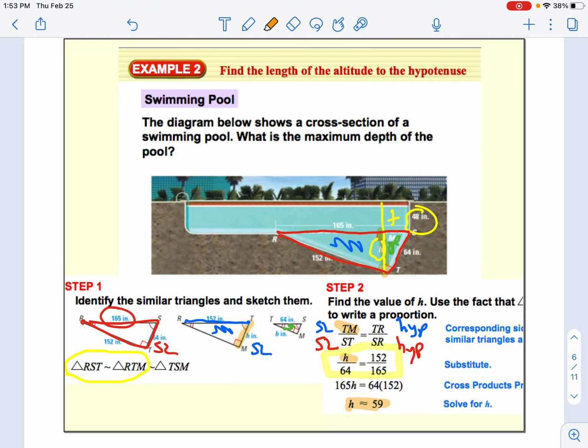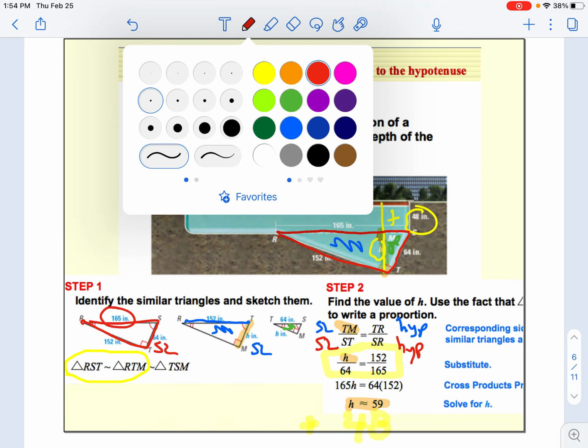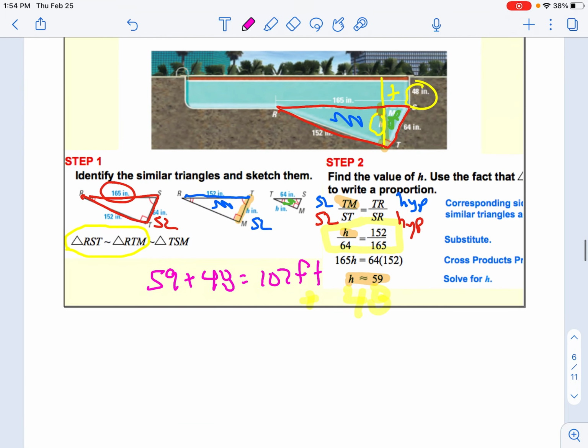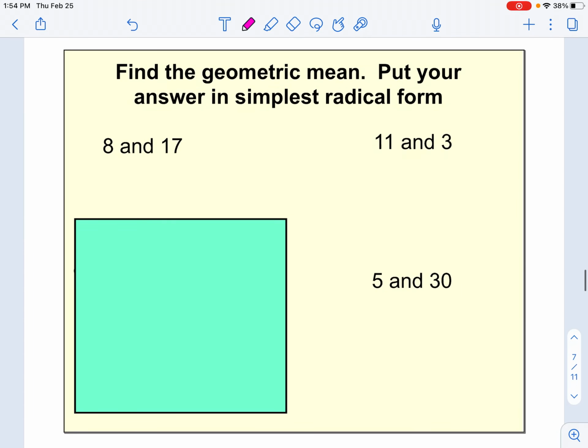So now when we cross multiply, we'll get our H value. H is approximately 59. But remember, that's only the depth that we found, that we need to add in that 48. So our total length or depth of the pool will be 59 plus 48, or 107 feet. So again, just trying to keep all those things straight and use those similar triangles formed by the altitude. Okay, let's quickly review geometric mean. Remember, because the next two theorems have to do with the geometric mean.